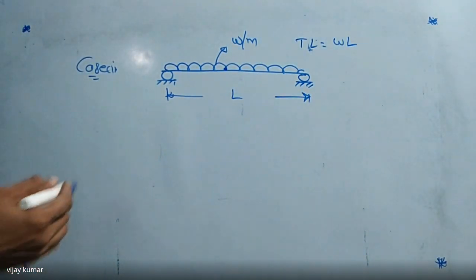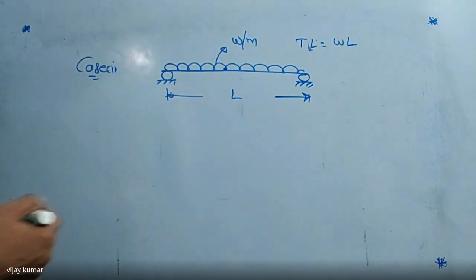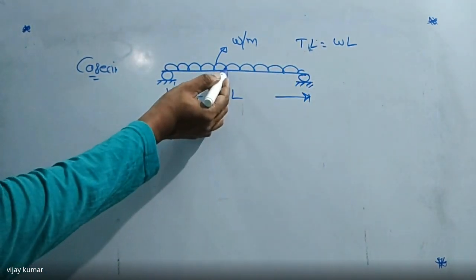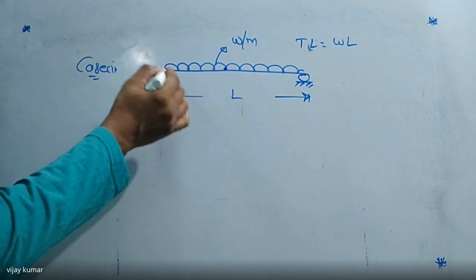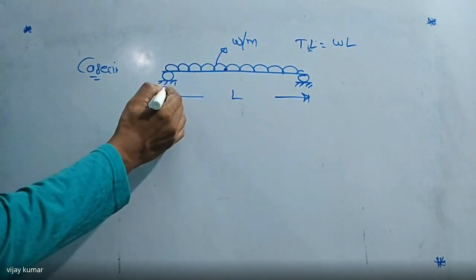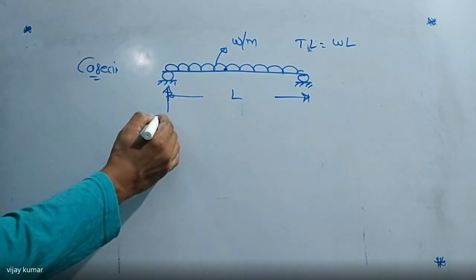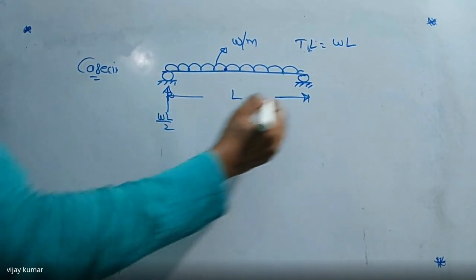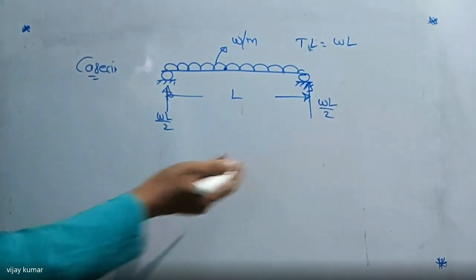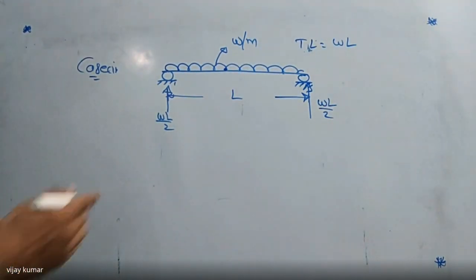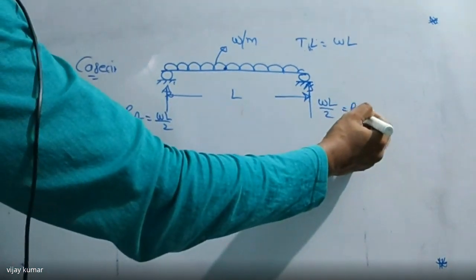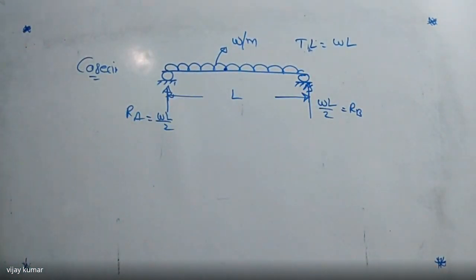So what are the reactions here now? We can say the total load is WL, acting exactly at the center. Why? Because it is a uniformly distributed load, which always passes through its center. Then automatically I can take this reaction as WL by 2, and this reaction is also equal to WL by 2. So this is RA and this is RB. Did you get my point or not?